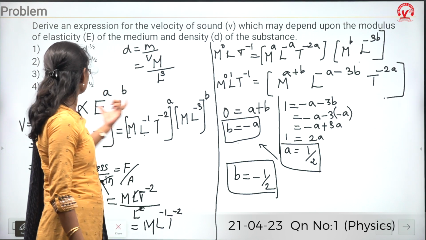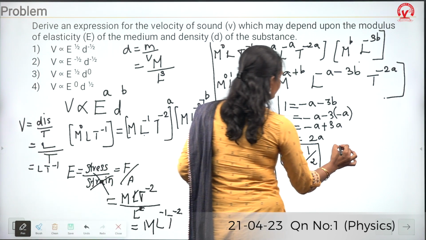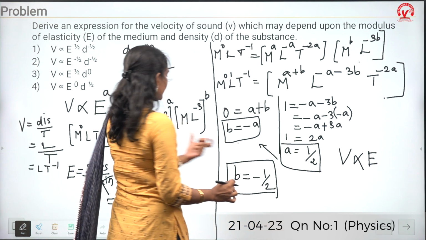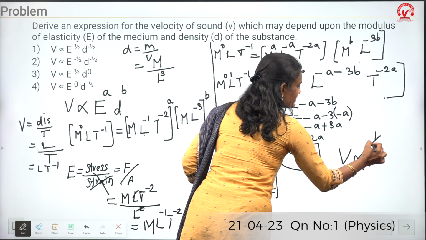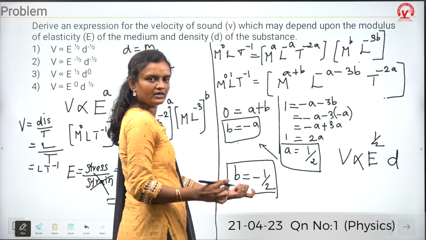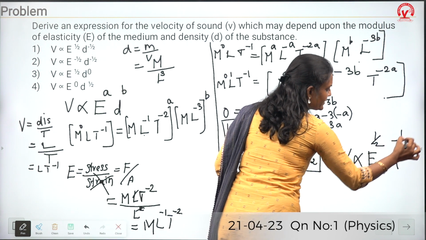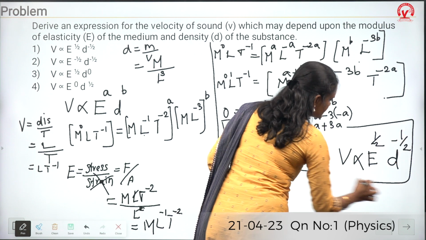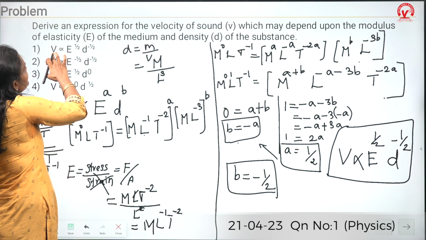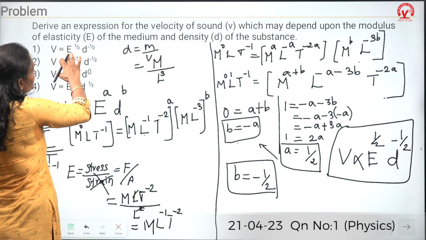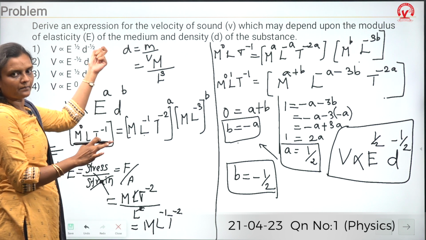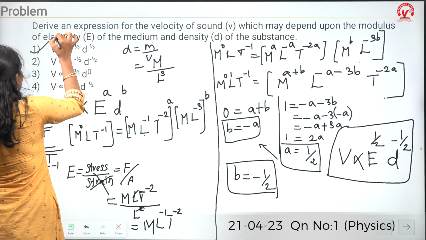Now you substitute in this equation, that is v is directly proportional to E power a, the constant a we are getting the value as 1 by 2, and D power b, the constant b we are getting minus 1 by 2. This is the answer. So what is the option here? Velocity is directly proportional to Young's modulus power 1 by 2 and density power minus 1 by 2. So option 1 is right.